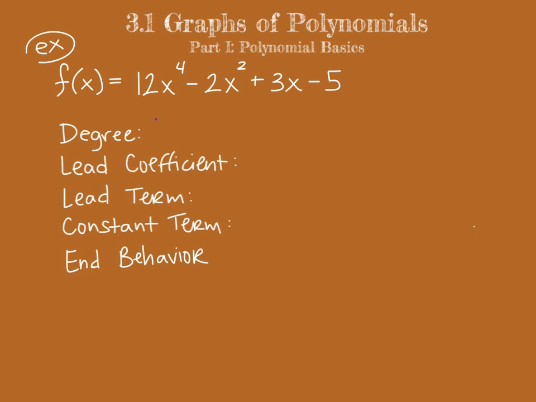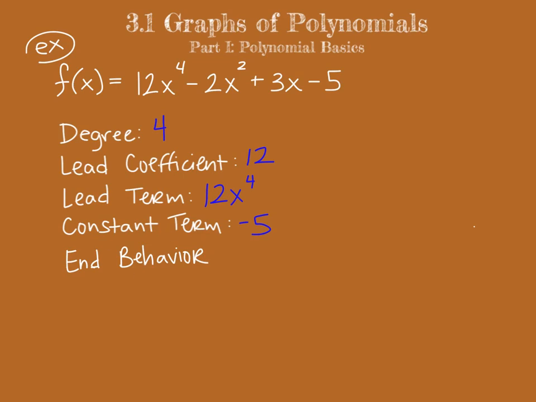Our degree will be 4. Our lead coefficient is 12. Our leading term is 12x to the 4th. Our constant term is -5. That's not something we really talked about, but the constant term, if there is one, is just the term that does not have an x in it, or whatever variable.